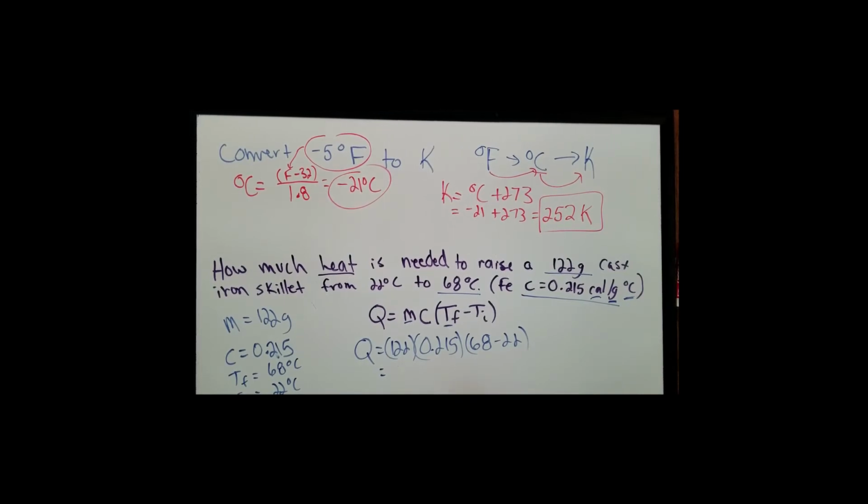Minus 22, and I get a positive 1,200 calories, looking at 2 sig figs. So units are calories, because if you notice from your C value, calories are one of the units on that as well. Okay, so heat is measured in calories.